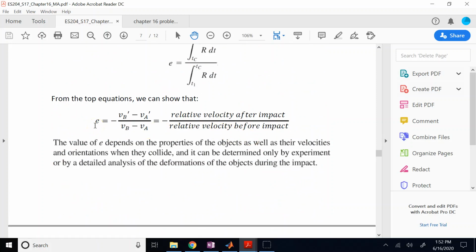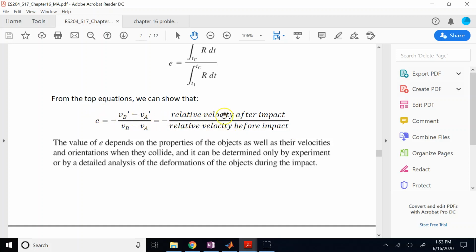It is a function of the material involved in the impact, and in this course we consider it constant. It is actually a function of the relative velocity before impact as well as the material, but we neglect that in this course for simplification. And this number, which is between 0 and 1 and is given to us, is equal to the negative of the relative velocity after impact over the relative velocity before impact.